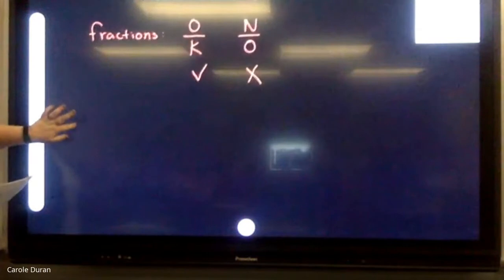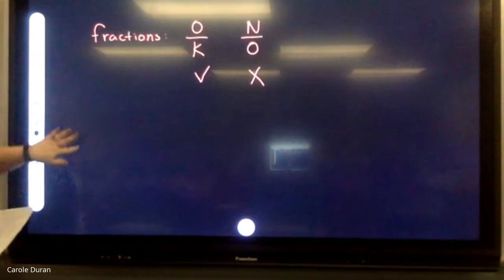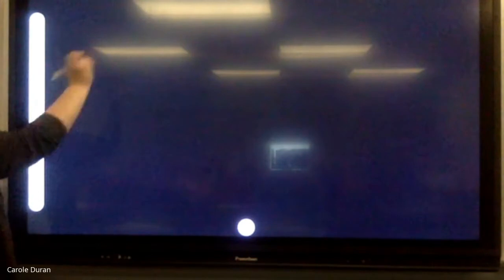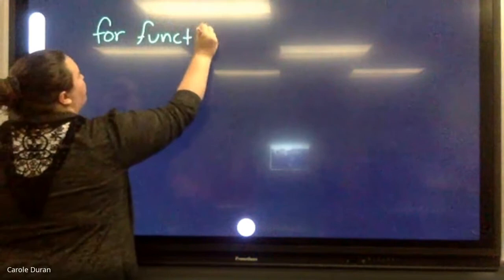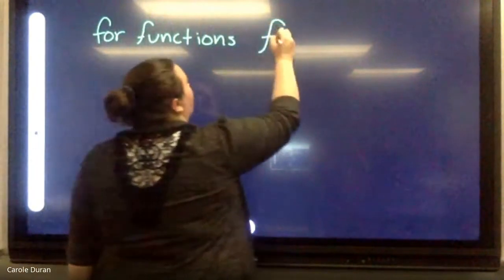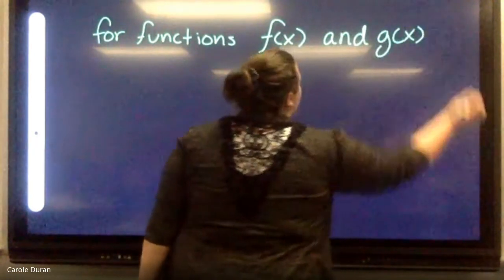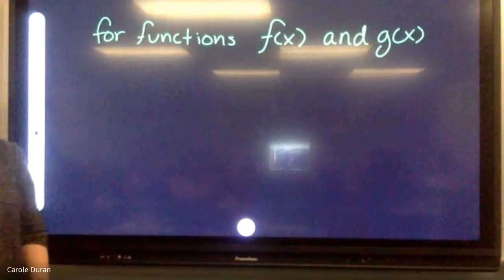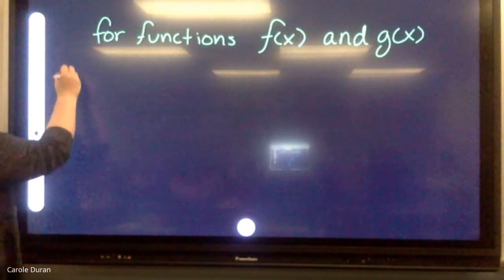So since we've identified what would make our function undefined, let's talk about putting our functions together. Because I know you're so excited. So there are some rules that we have. Let's assume we have two functions, f and g, in terms of x. We assume that these are just polynomial functions, so there is nothing that makes either of them undefined.